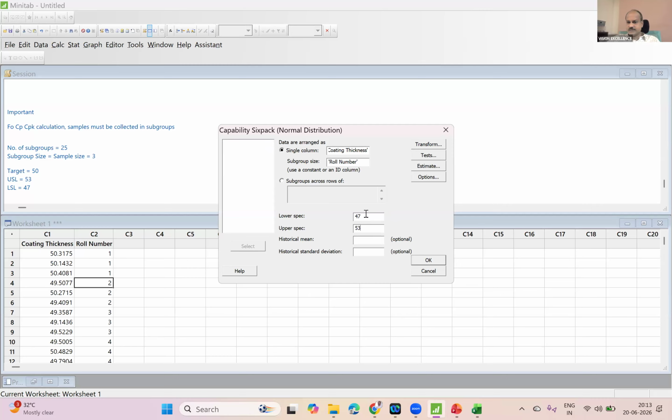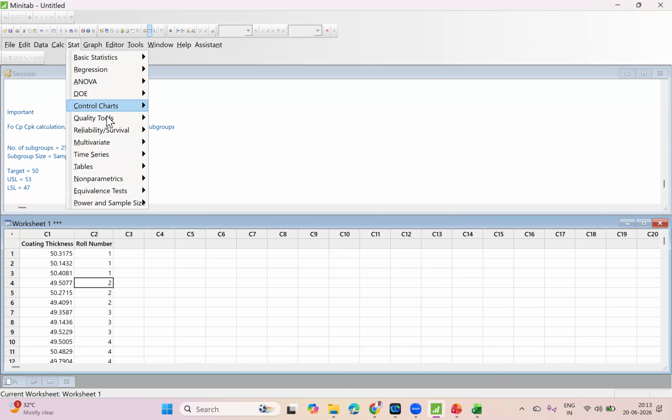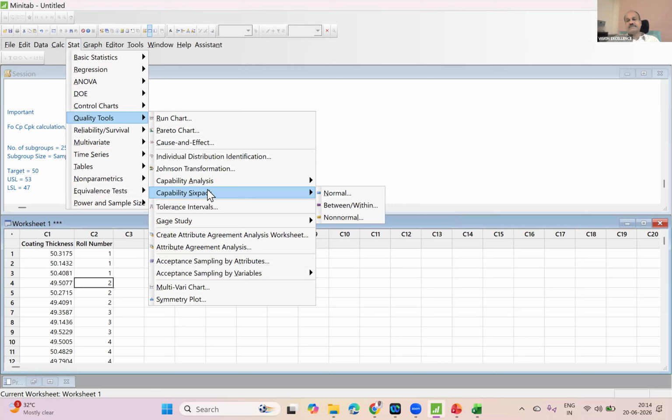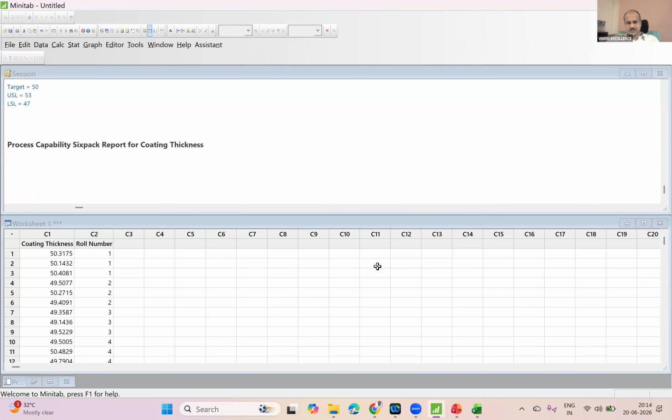How did I do all this? Should I do it one more time? I do it one more time. Stat, Quality Tools, Capability Sixpack. I'll tell you what is Sixpack. And then come to Normal. Now, single column, coating thickness, subgroup size, roll number, lower spec 47, upper spec 53. Now Minitab will automatically plot the needed graphs for you.